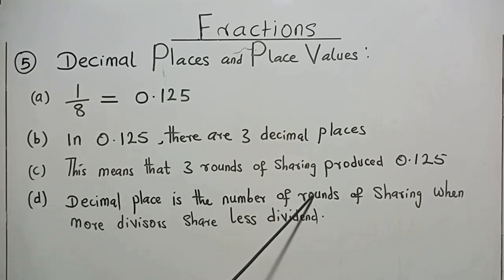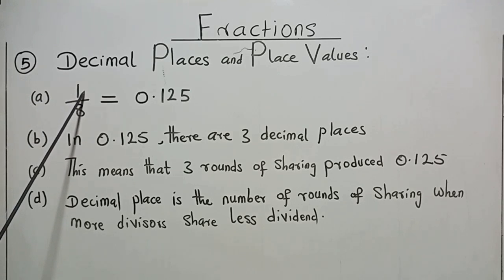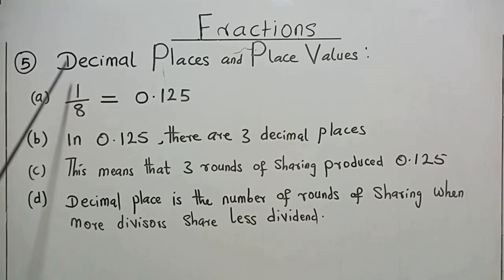Number of rounds, that is number of times. Here, sharing occurred 3 times. What it means is that it has 3 decimal places. That is 0.125 has 3 decimal places. In this process of division, which one is the dividend and which one is the divisor? The dividend is that being divided. It is this one that is called the dividend. Then the 8 persons dividing it may be called the divisors.